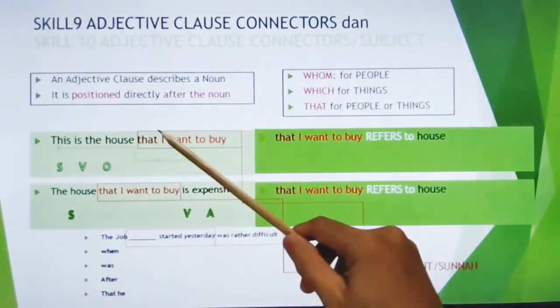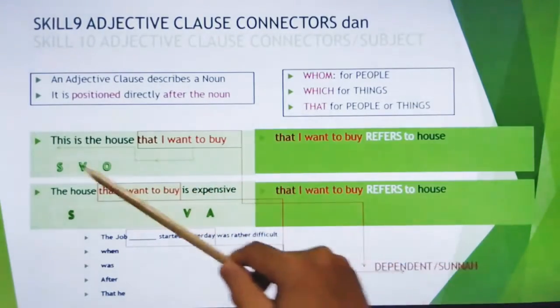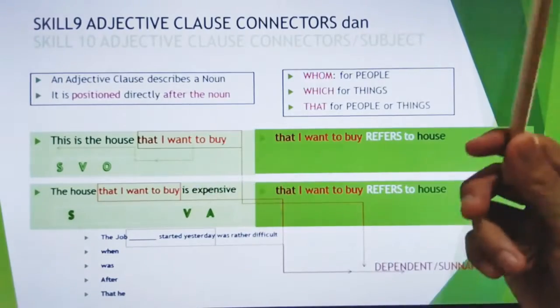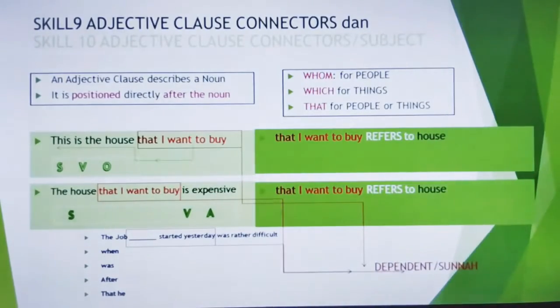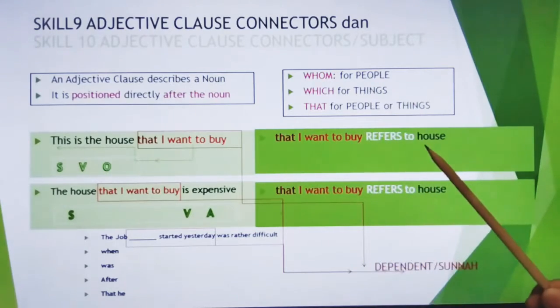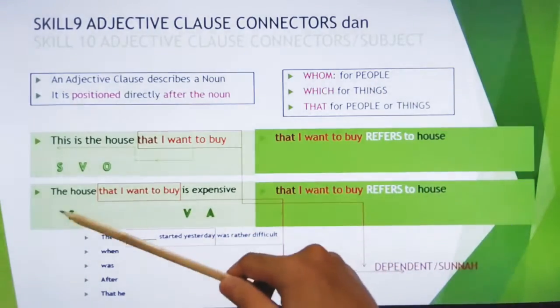This is the house that I want to buy. Ini adalah rumah yang sangat ingin saya beli. Nah, seperti itu. So that I want to buy refers to house. So what about this one?